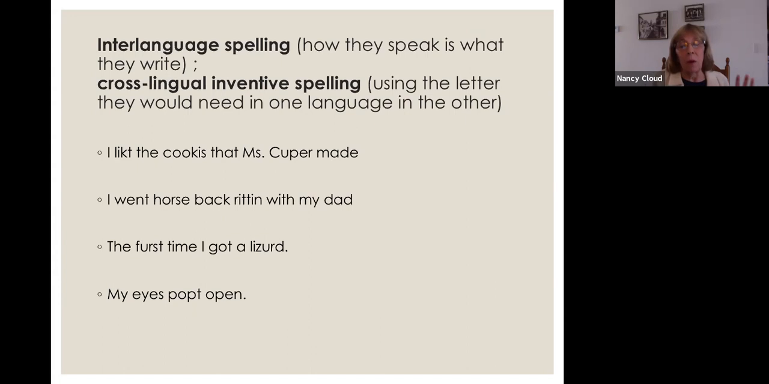Sometimes it's coming from the way they speak the word to the way they write the word. Sometimes it's coming from letters they know to use in one language and they're trying to use them in the other and it doesn't work out. So we need to be able to label in kids' writing. This is for when you're doing writer's workshop. You need to understand these things that happen in dual language writing that never happen in monolingual writing.